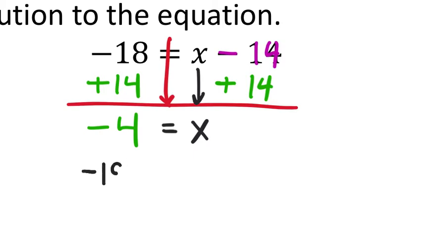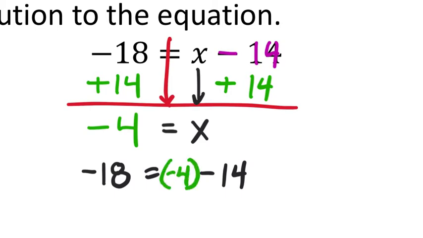But let's check. Negative 18 used to equal x minus 14, but now we know what the value of x is. Let's see what happens if I replace that x with negative 4. Will this give me a true statement? I put a question mark over the equal sign to see if it is actually true. On my calculator, negative 4 minus 14 tells me that I do get negative 18, which last time I checked does equal negative 18. That right there is true.